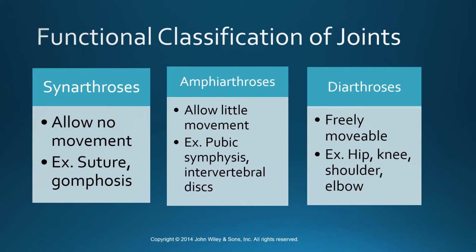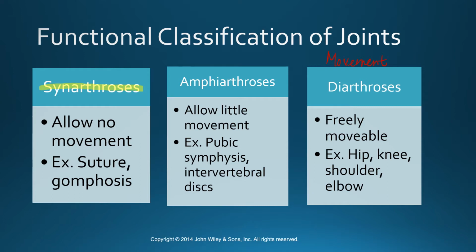Now, functionally, we can classify joints differently. Functional classification of joints relates to the degree of movement that they permit. So in this classification, we are just looking at the degree of movement. They're also classified as three types.